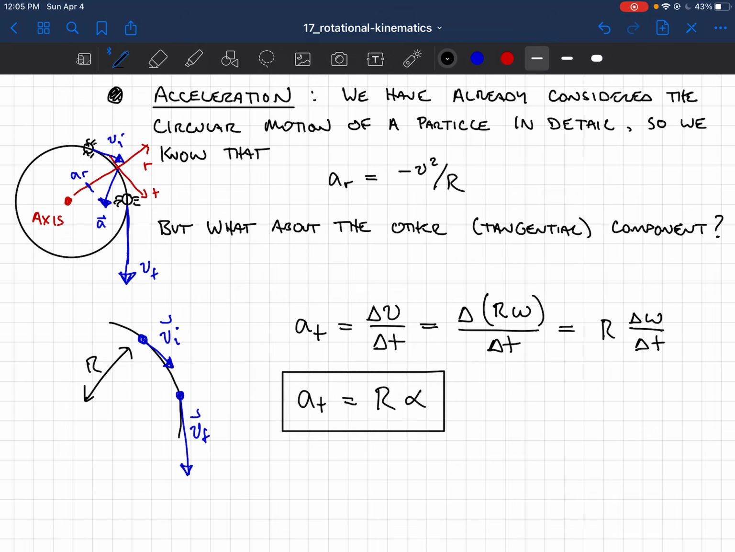So this is the new part that we get from our rotational motion: if we know the angular acceleration, then the translational tangential acceleration is given by that value times r.